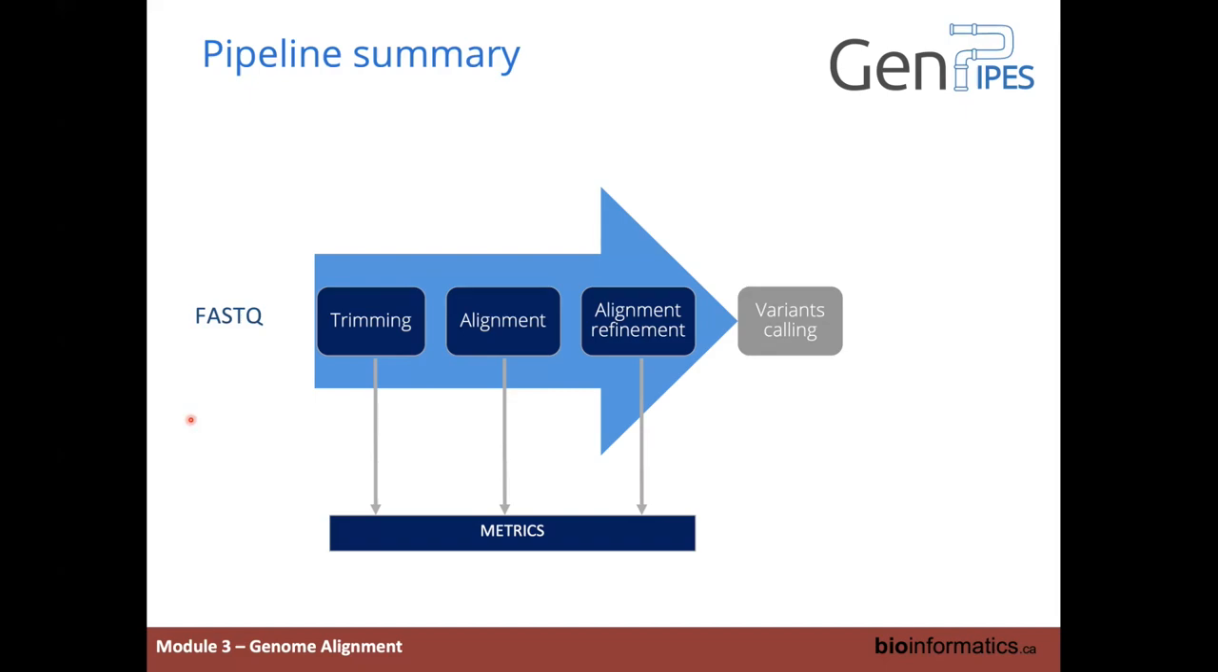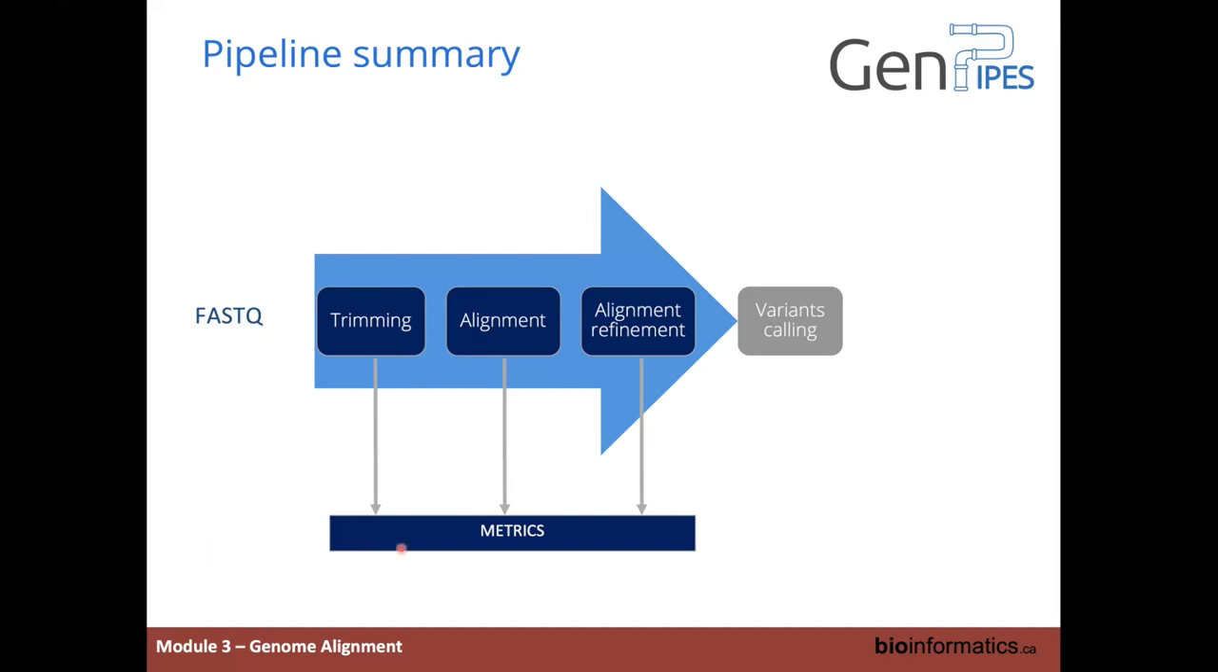Because each time you do a step, you make a choice. When you do the alignment, you make a choice about your penalty. When you trim, you make a choice about your base quality threshold. When you do your alignment refinement, you make some choices. And each time you make a choice, you usually have a cost to pay, in that some reads will be removed and some reads will be biased. And that will be noticed in the metrics.